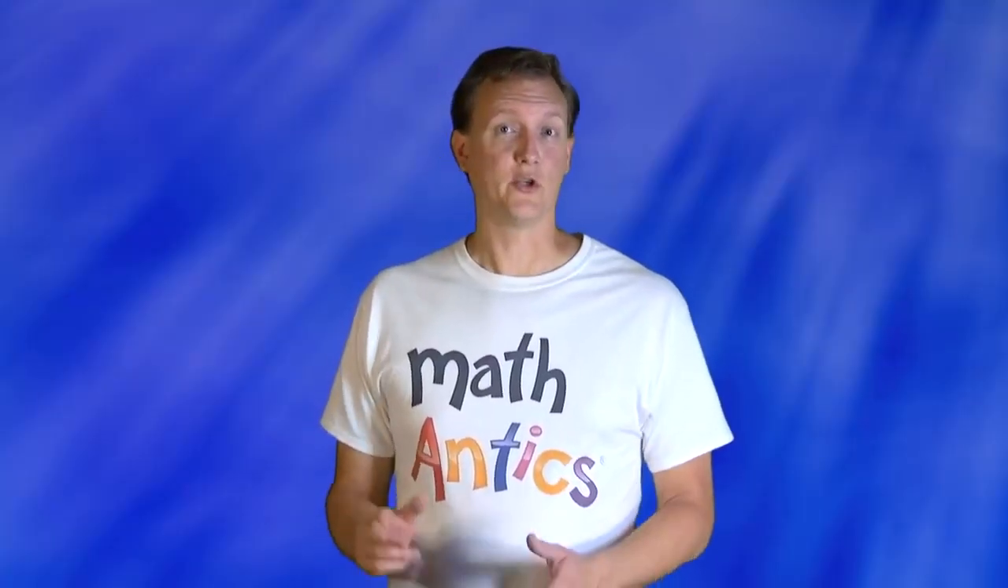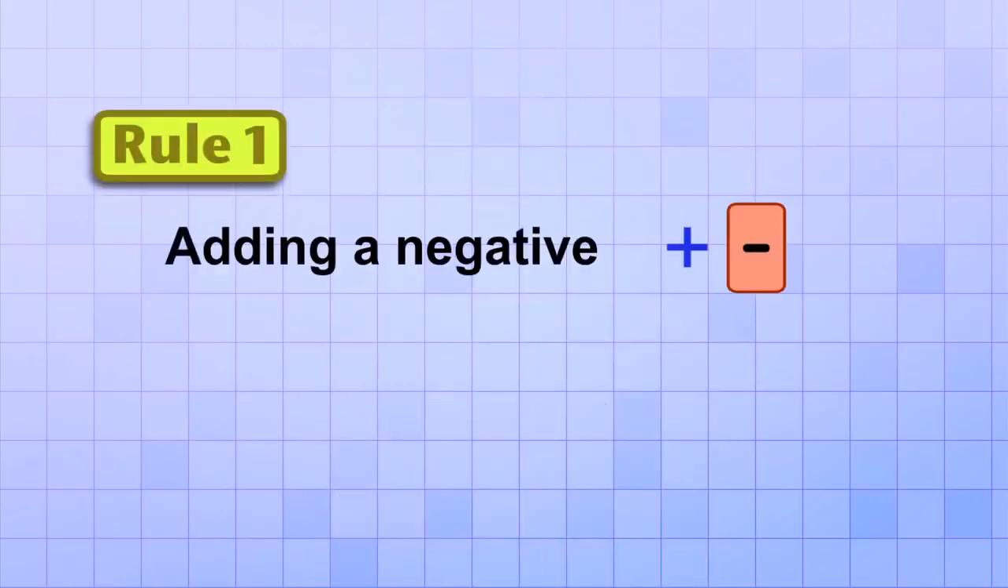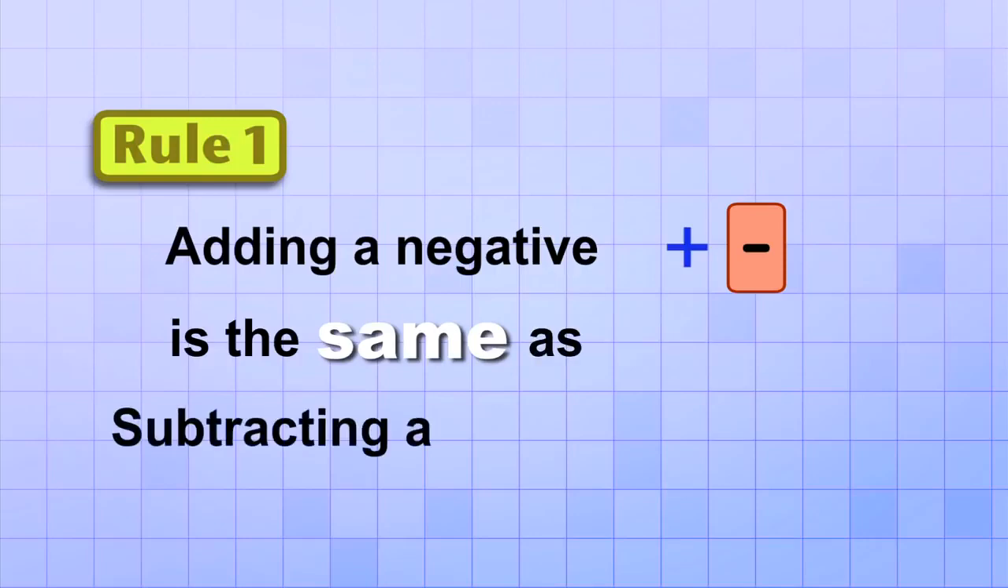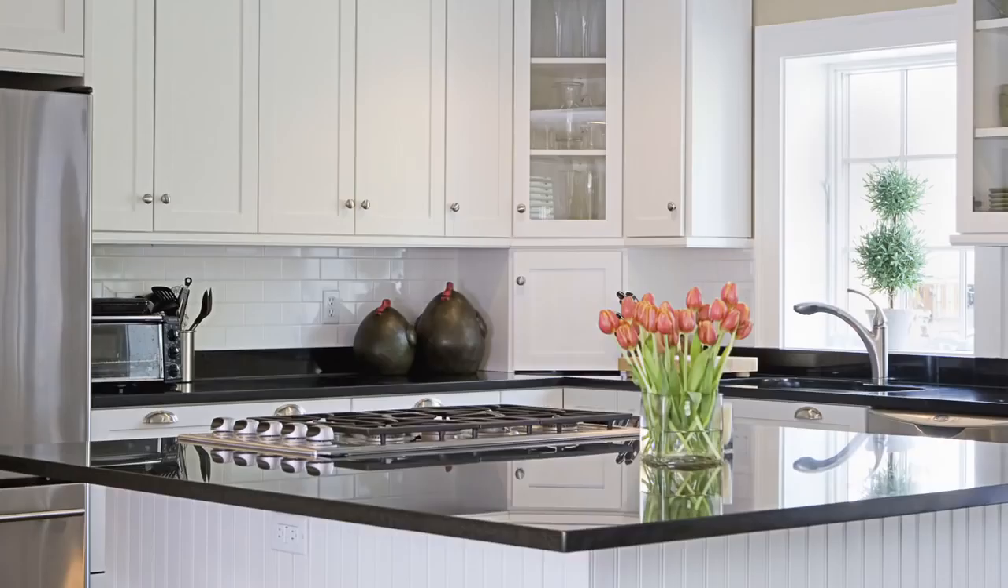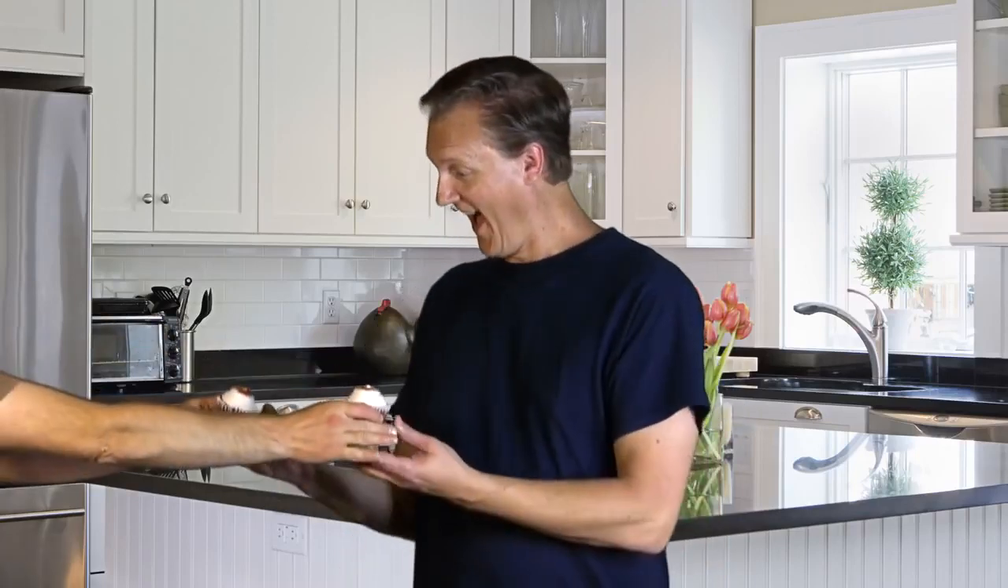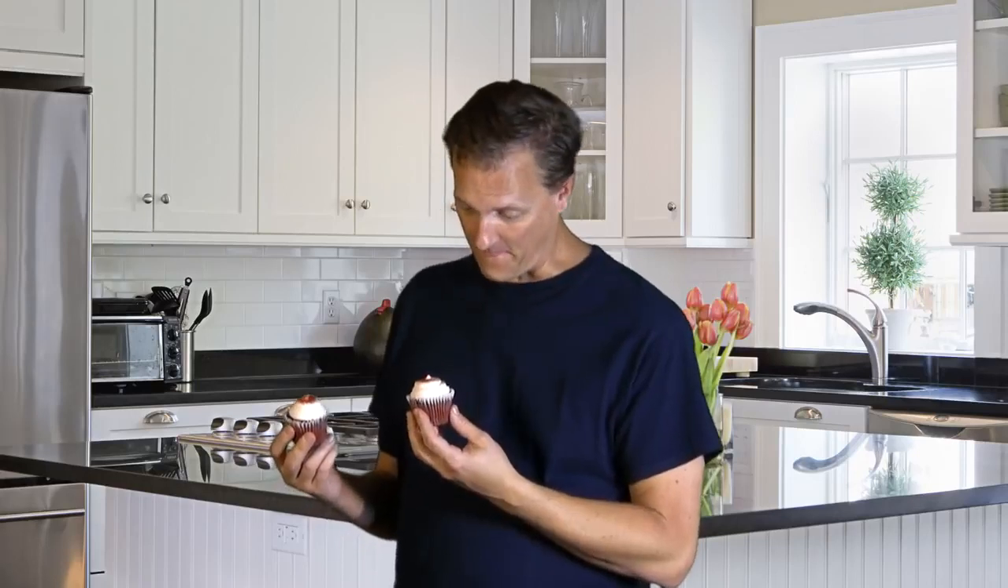Let's start by learning two key rules that are really helpful to know when working with negative numbers. The first rule is this: adding a negative is the same as subtracting a positive. To visualize what that means, suppose I give you positive 2 cupcakes. You'd be pretty happy, right? But what if I give you negative 2 cupcakes instead? That's the same as taking 2 cupcakes away from you. Would you still be happy?